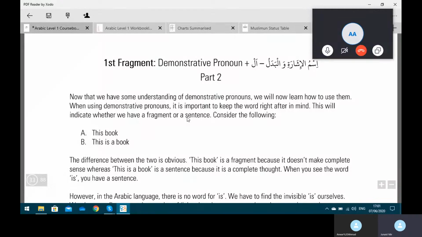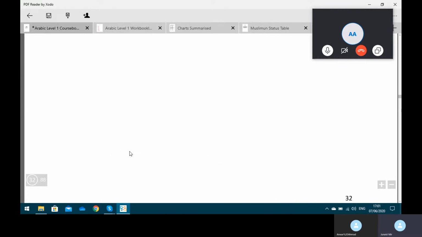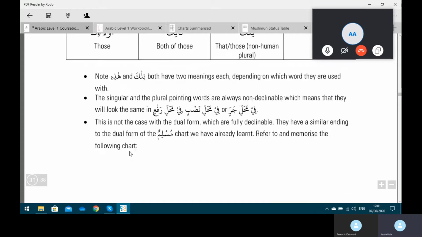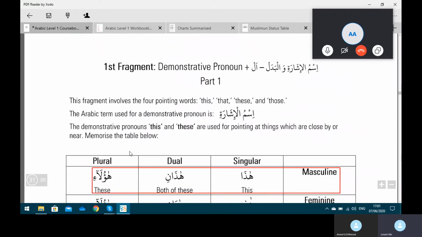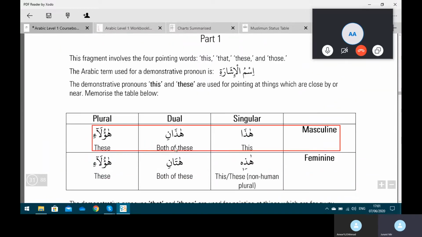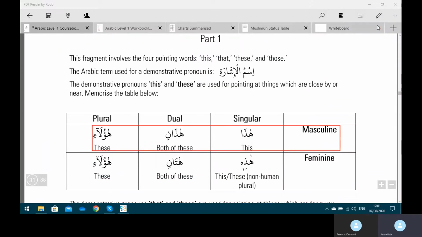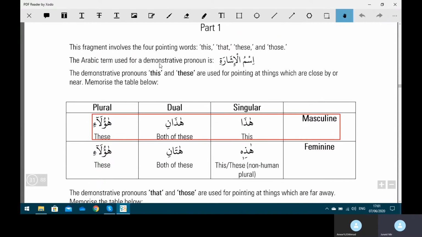So I'm just going to do a quick recap over what we've been covering over the last two lessons, and it was based around the first fragment, which is the ismul ishara plus the badal. Ismul ishara means demonstrative pronoun. So ismul ishara is the Arabic term for demonstrative pronoun.